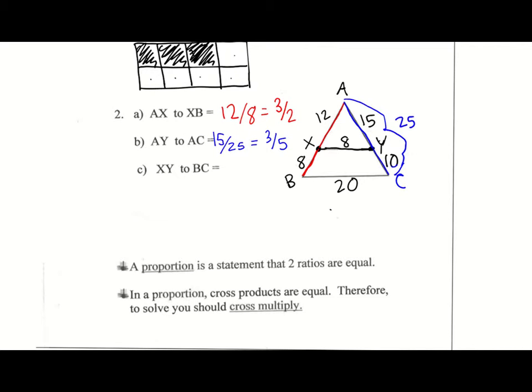Okay, next one, XY to BC. XY is in the middle here. So we have that is 8, and BC is the bottom of my triangle. So that is 20. 8 over 20. Simplify that, and I get 2 over 5.